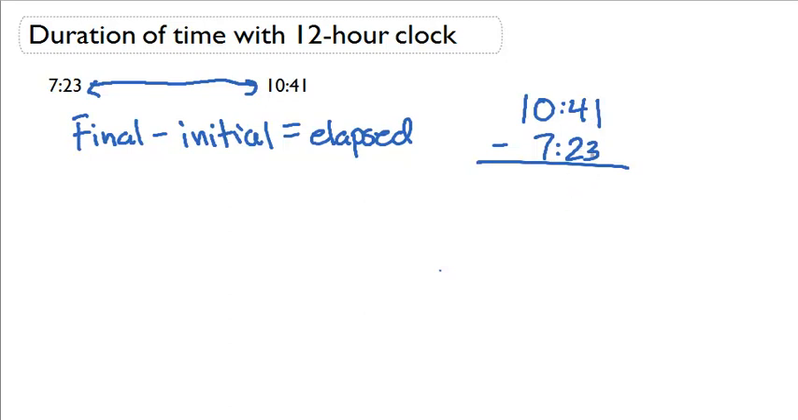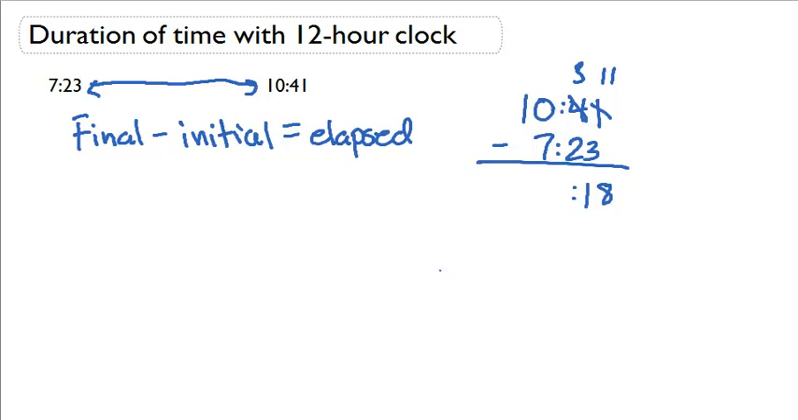Well, 1 minus 3, I can't do that because that'll get me a negative number, so I have to borrow from here. This becomes a 3, and this becomes 11. 11 minus 3 is equal to 8. And then 3 minus 2 is equal to 1. So 18 minutes. I can check to see if that's true. If I add 18 to 23, I indeed do get 41. Okay, so we got the minutes done.